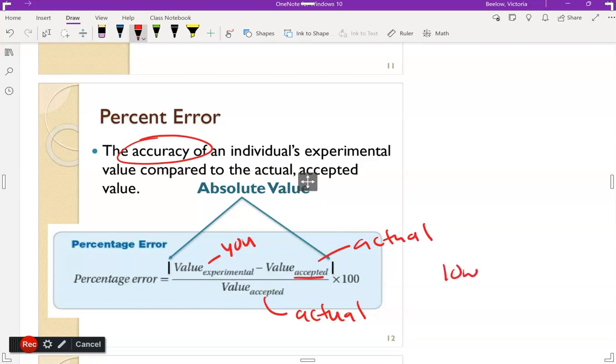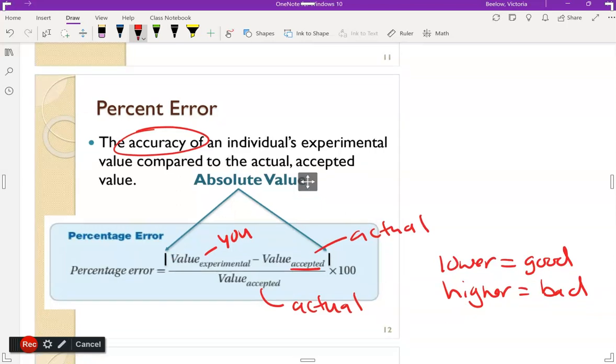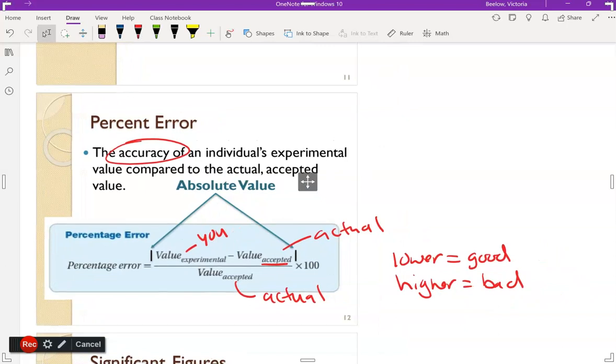So usually the lower you get, that is good. The higher you get, that's usually pretty bad. If it is over 100, then you probably did something wrong, like really wrong. And again, this is something you will be doing in lab.